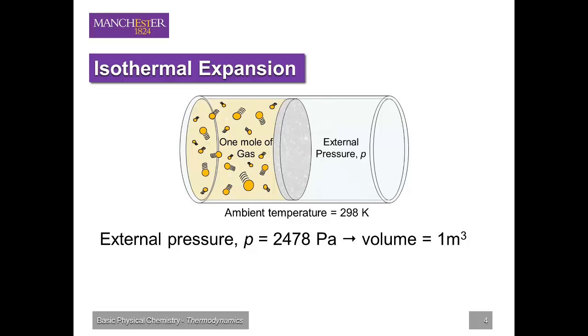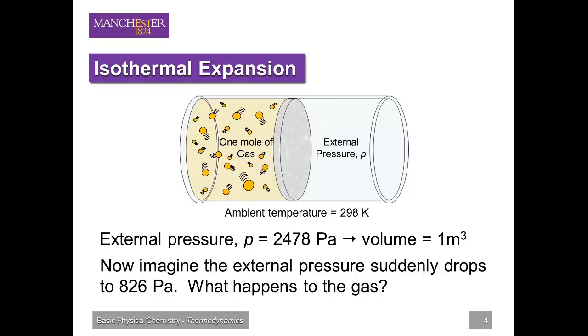What we now need to consider is what happens if the external pressure is suddenly dropped from 2,478 down to 826 pascals. How will the gas react to the pressure drop? The answer is that the gas will expand by 2 meters cubed to occupy a new volume of 3 meters cubed, again as shown by your calculations.